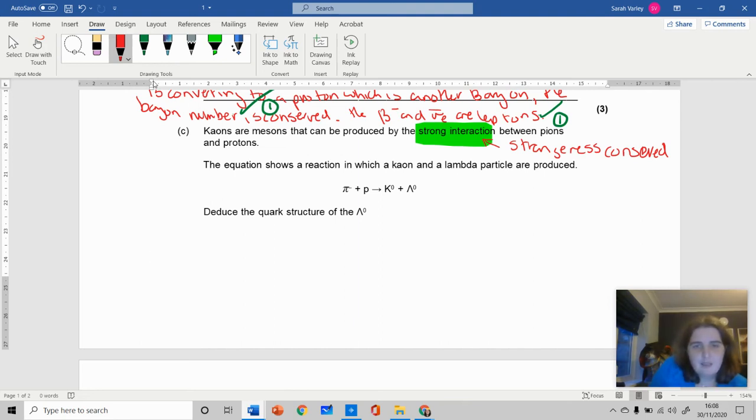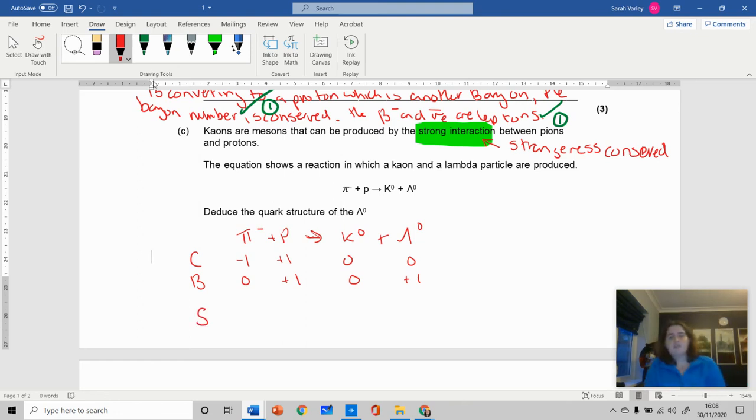So one of the things I tend to do is I write the formula out. So I've got pi minus plus p goes to a K naught plus this sigma naught. So charge-wise, I've got -1 plus 1, so the charge is conserved. The baryon number, I've got 0, I've got a +1. This is 0, so this means my thing must be a baryon. There aren't any leptons because, of course, it's a strong interaction. So I'm going to look at the strangeness here. So the strangeness has to be conserved. So there's nothing strange on this side at all. But all of a sudden, I've got this K naught, and we have to deduce its strangeness.